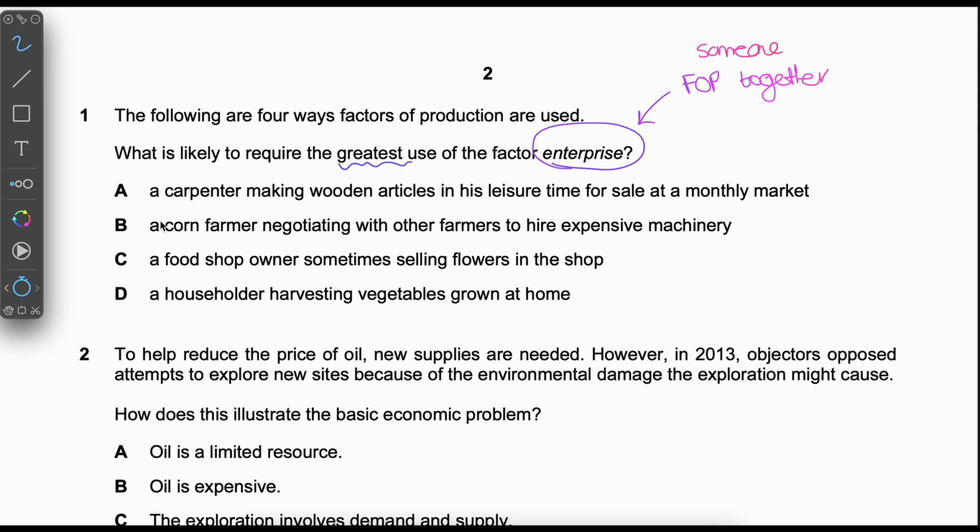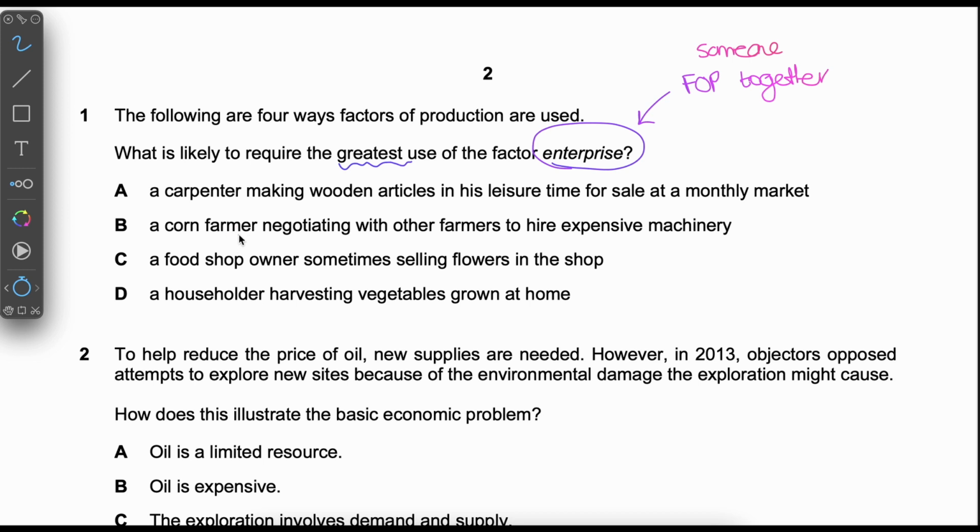Okay, so if we compare all of these, we've got to think which one of these is making the most effort to bring factors of production together. Carpenter making wooden articles in his leisure time for sale at a monthly market. Yeah, enterprise, but not putting his full effort into creating his business. A corn farmer negotiating with other farmers to hire expensive machinery. There's negotiations going on. There is capital in this scenario. He's a farmer, so there's land in this scenario.